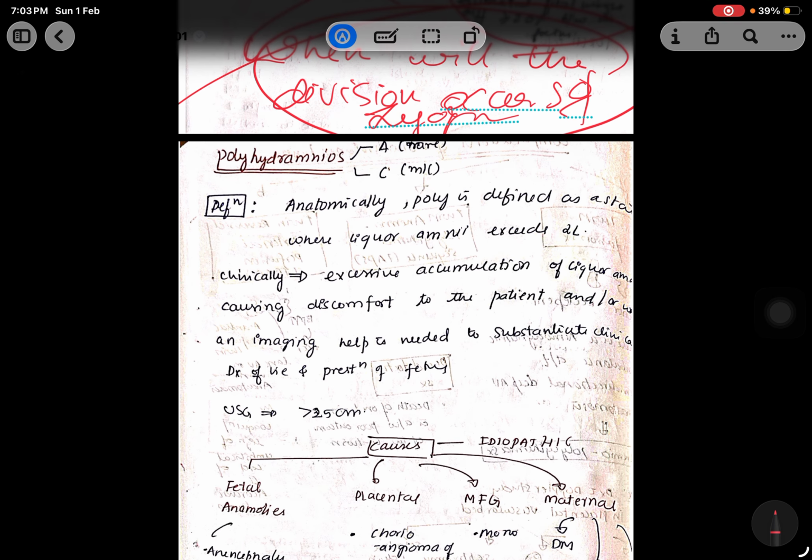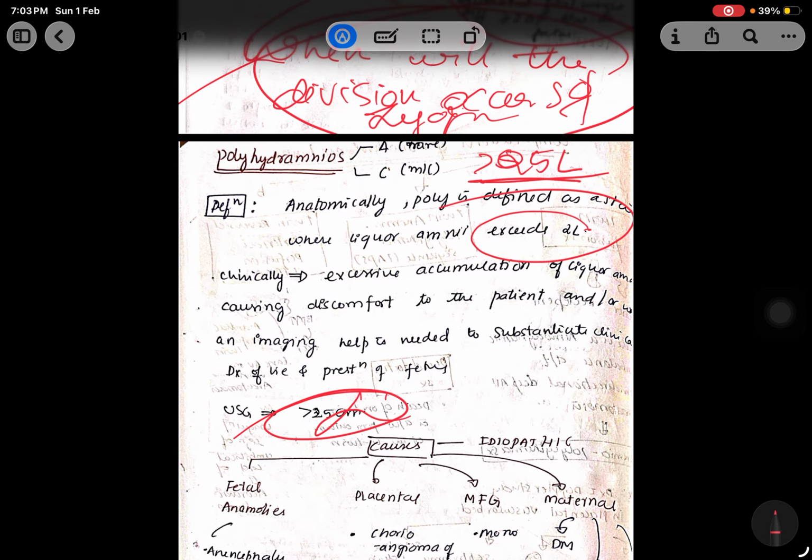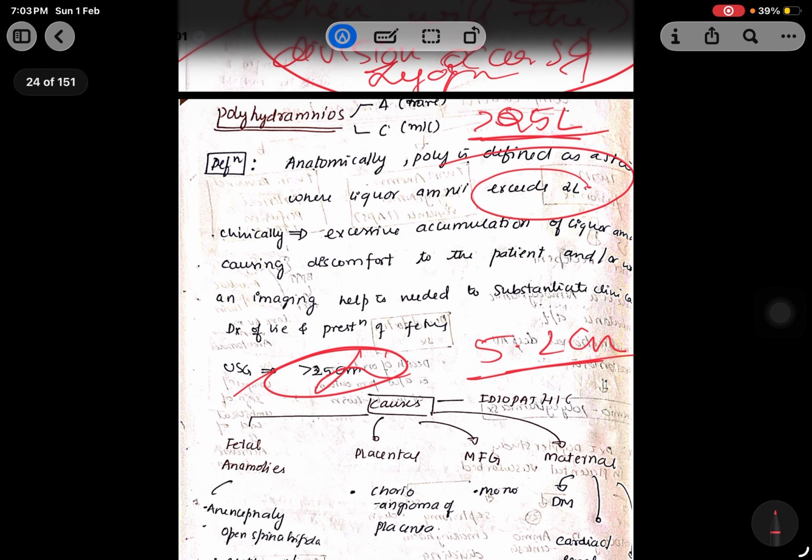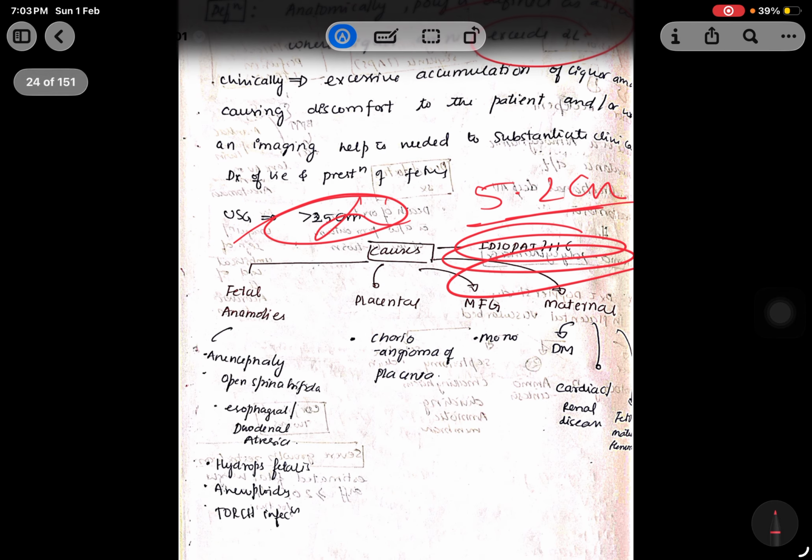Again, anatomically it is defined as when it exceeds 2 liters, but sonographically the AFI should be more than 25 centimeters, the normal being 5 to 25. So if it's more than 25, then it's polyhydramnios. Again, what is the major cause? Idiopathic. Then again divide it and write it. So what does polyhydramnios mean? The baby is not able to drink.